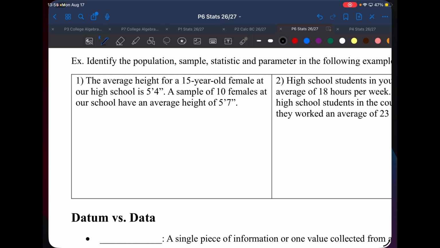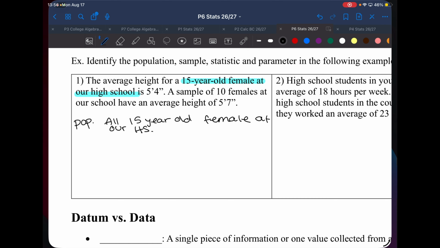So the first thing we're going to identify is the population. What is the entirety that we're looking at first? Good. 15-year-old females where? At our high school. If it says our or the, then you have to make sure you emphasize that. Even better, if it gives us the name of the high school, then we would write the name of the high school. Okay, so a population is all 15-year-old females at our high school.